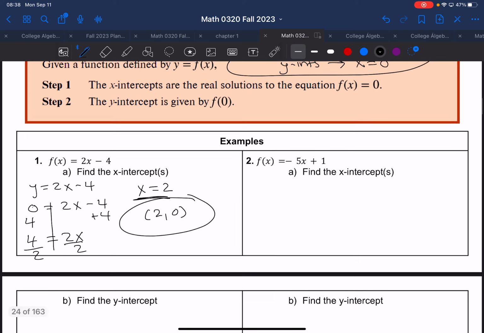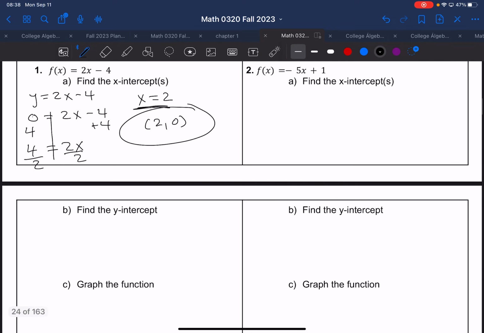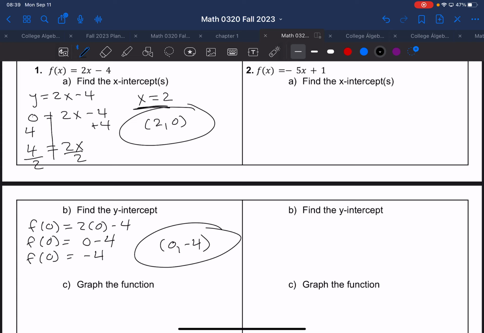Okay. The rest of number 1 is on the next page, so right here. Part B says find the y-intercept. So that means we're going to plug in 0 for what? So f of 0 is equal to 2 times 0 minus 4. So f of 0 is equal to 0 minus 4, which gives us what number? Negative 4. And what's our point? 0 comma negative 4. 0, negative 4. Okay.